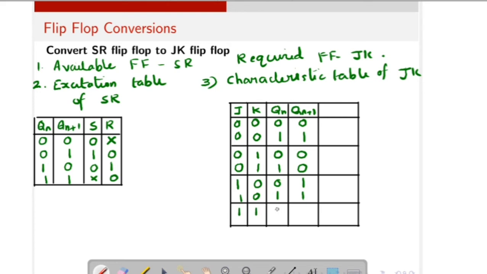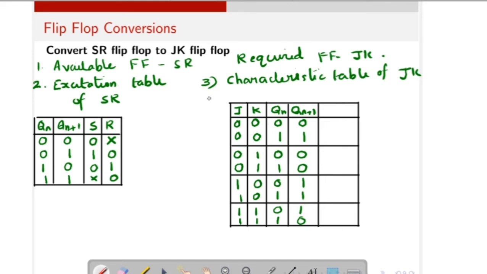Then both inputs are 1 and present state is 0, the next state is 1. Then both inputs are 1 and present state is 1, next state is 0. Okay, so this is the characteristic table of the JK flip-flop. Clear? So we have to generate this output. From which input? SR input. So by using the excitation table of SR flip-flop, here we write the inputs S and R.